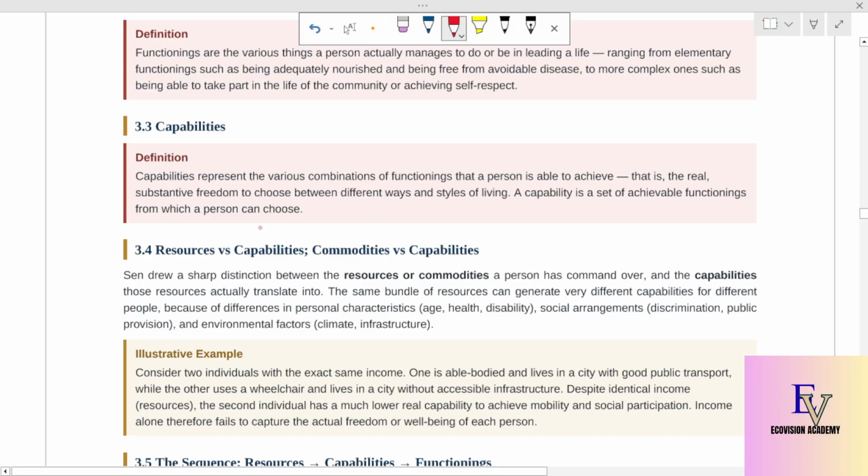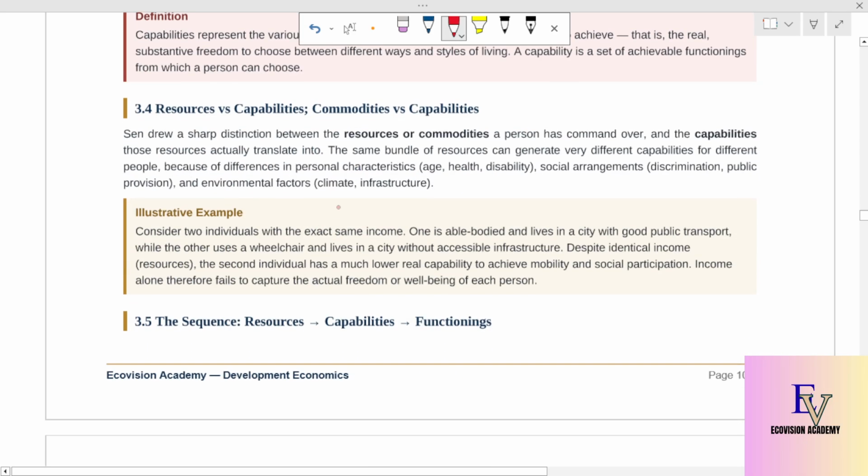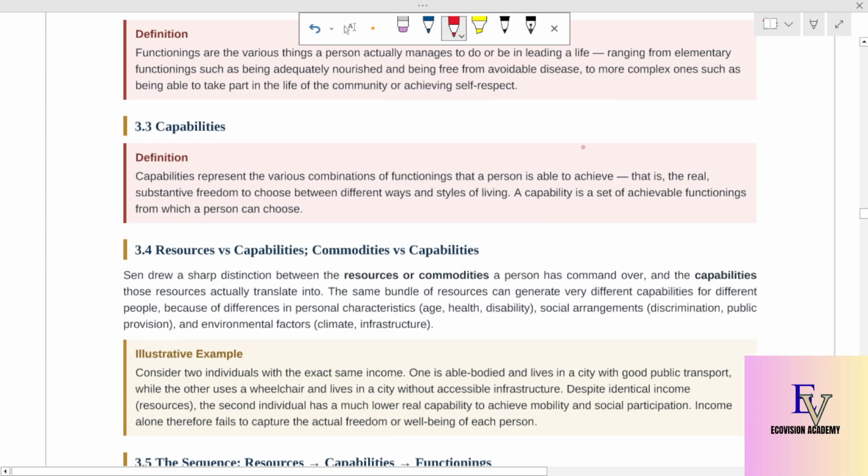The first thing is that it should be real and sustaining freedom to choose between different ways and styles of living. If you distinguish between resources and capabilities, there is a very narrow distinction. Resources or commodities are things over which a person has command, and capabilities are those resources which basically translate them.